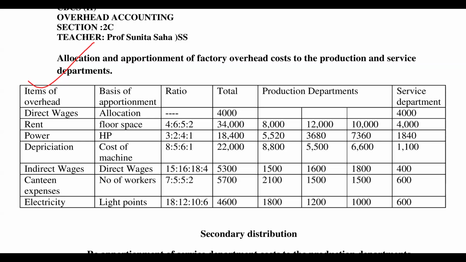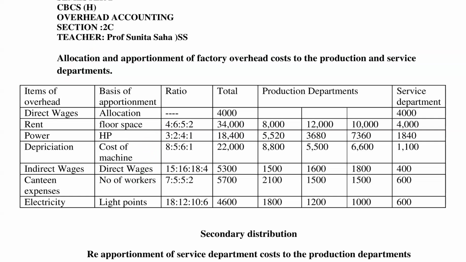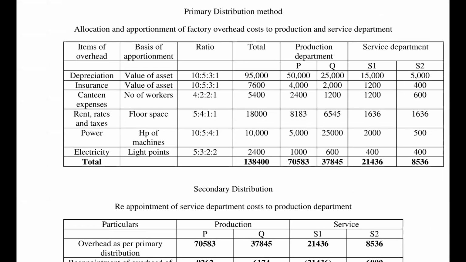Then depreciation, you use the cost of the machine, okay? Because we are depreciating the machine here. So if you're depreciating that, you can use the cost of that. Indirect wages, we use direct wages. The canteen, I told you that for canteen, you use the number of workers to do the apportionment. Then for electricity here, they also use the lighting points. This could be the most appropriate in the context of the question. I've emphasized that there is no fixed way of handling this. You have to look for the most appropriate basis.